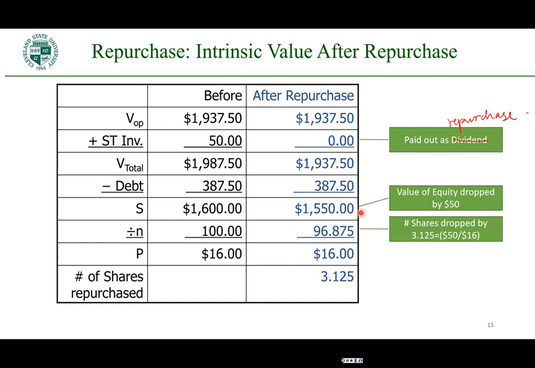Now we use the value of equity divided by the number of shares outstanding post the repurchase. Well, the share price for the stock is actually 16 again. So the share price from repurchase doesn't change at all. It was 16 before the repurchase, and it's 16 again after the repurchase. So what's changed is the number of shares outstanding.